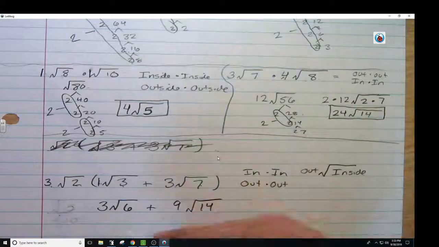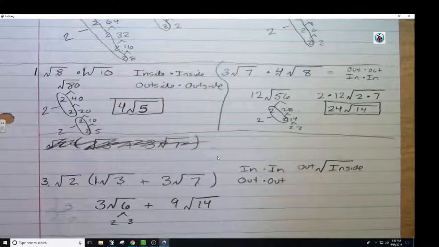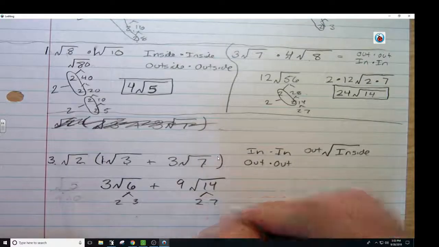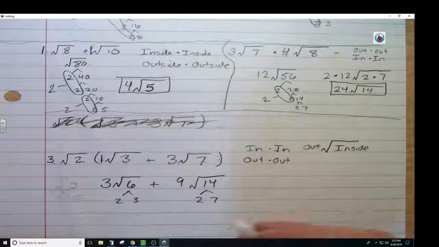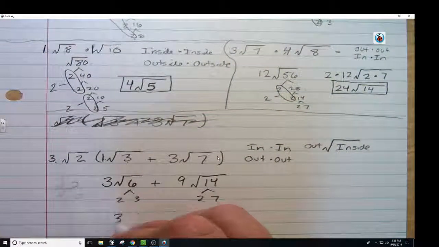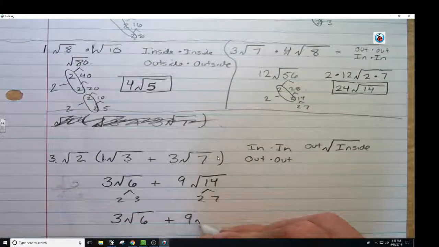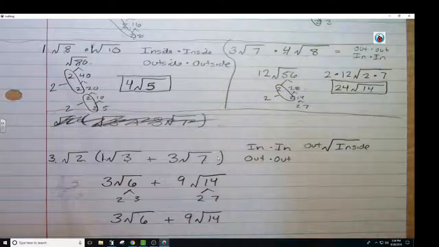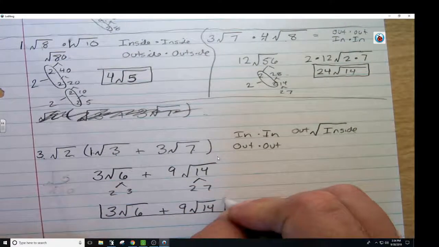All right, now, will these break down? Well, 2 times 3, those will not break down because you don't have a pair. 14 won't break down because 2 and 7 both are prime numbers, no like numbers, so these will not break down. So your final answer is 3 square root of 6 plus 9 square root of 14. Make sure the main thing about this unit is if you have a radical, make sure you put it in its simplest radical form. That's the big key thing here in this unit.